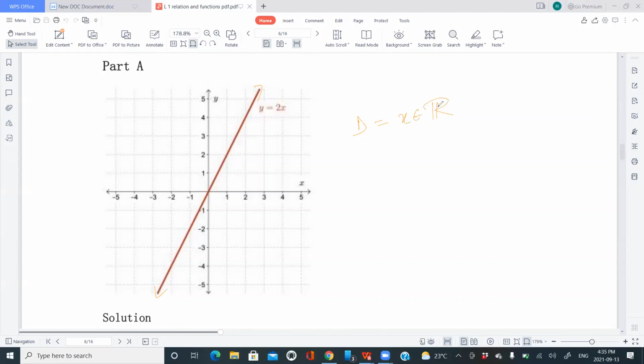In real numbers, everything is always included: integers, whole numbers, decimal numbers, everything comes. The whole number line comes in real numbers. Because everything is coming in the domain, I will write this.